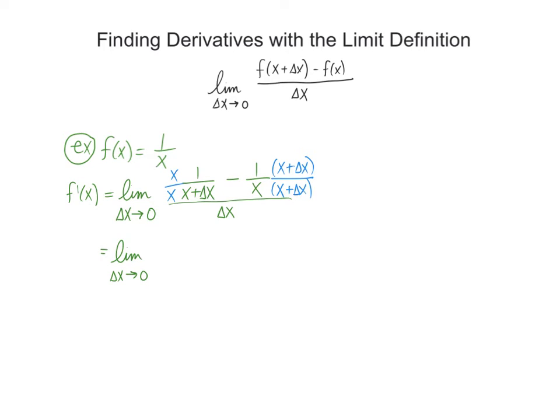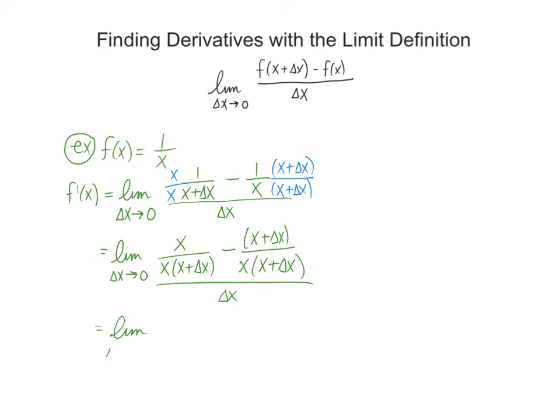Just getting my two fractions with common denominators. I have x over x times x plus delta x minus x plus delta x over x times x plus delta x. Haven't done anything yet. I haven't really added them yet. I've just got the common denominator in place. Now I'm going to add those fractions. And you should see stuff start to quickly cancel out in your derivative. Your answer gets more and more clear.